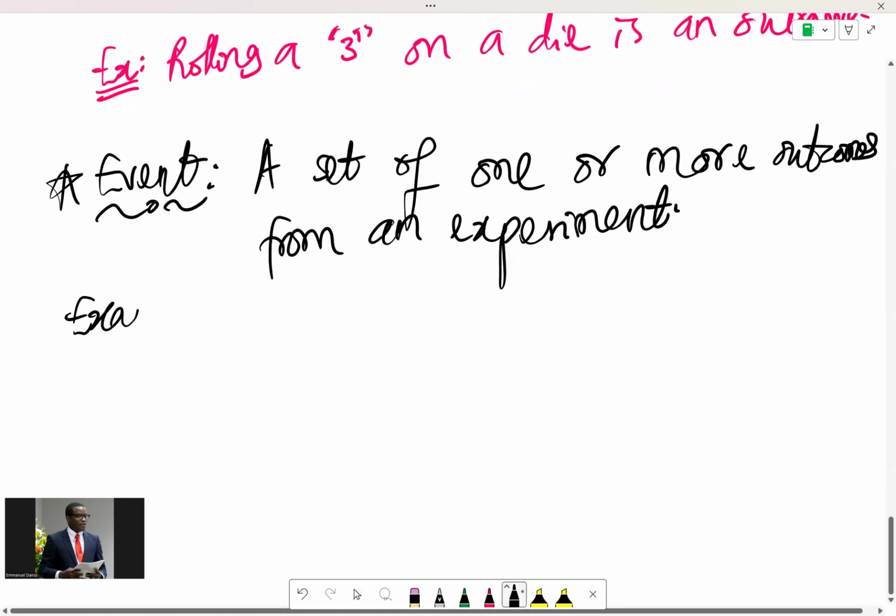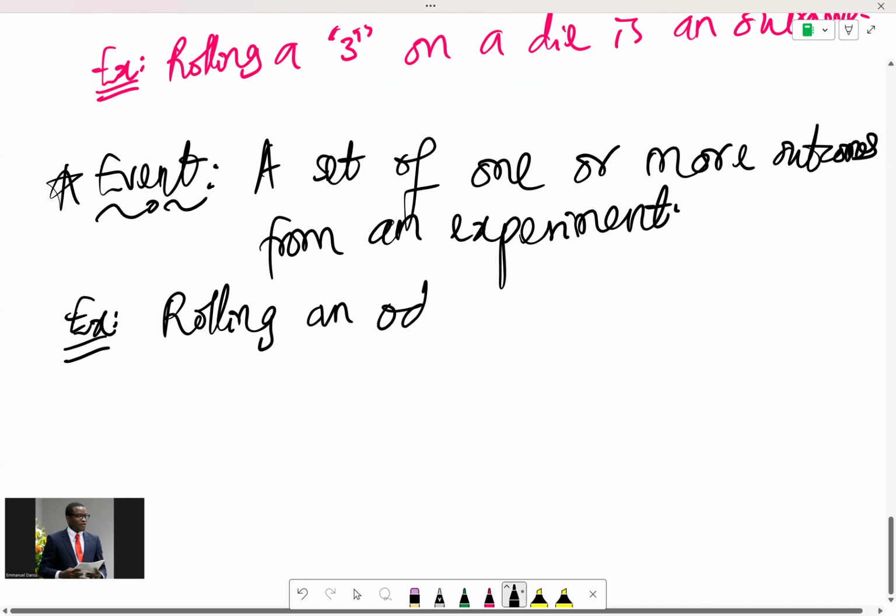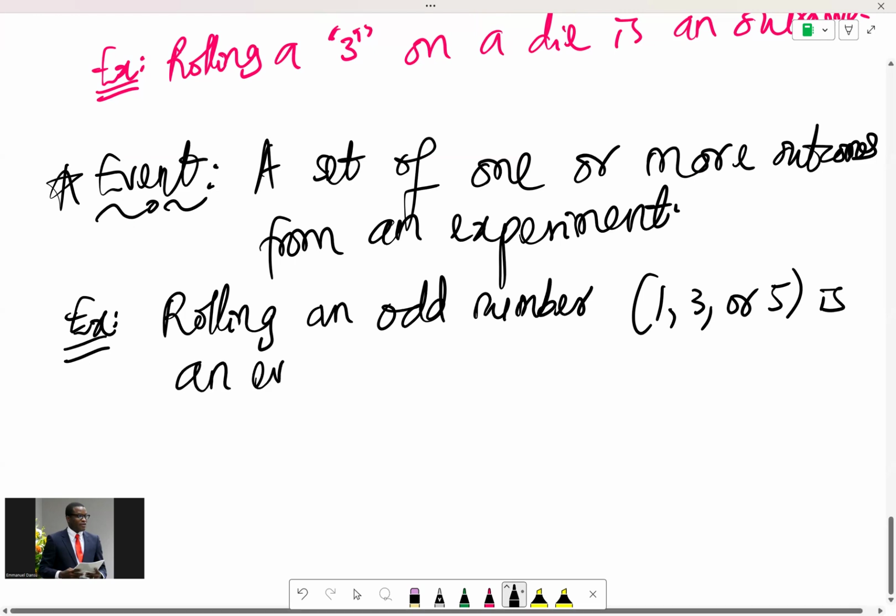Again, an example may be something close to what we've seen before. It is one thing to roll a 3, but you can also roll an odd number, so all the possibilities of 1, 3, and 5. Rolling an odd number, an even number, or a perfect square. Rolling an odd number, which is 1, 3, or 5, is actually an event, a set of one or more outcomes from an experiment. Of course, rolling a 3 is also still an event, but the idea of event is expanded. It doesn't have to be strictly one outcome.